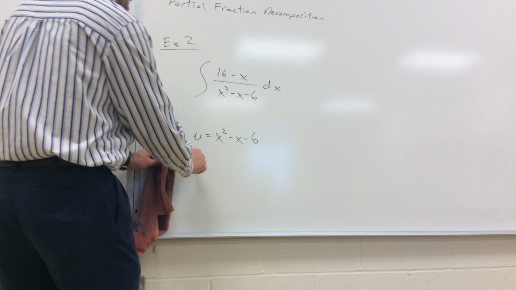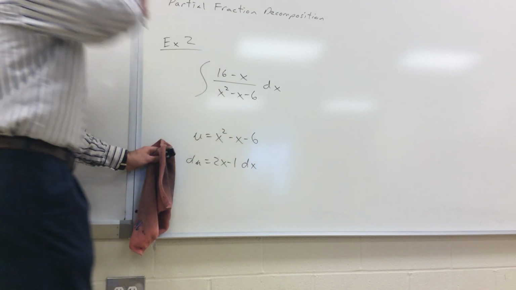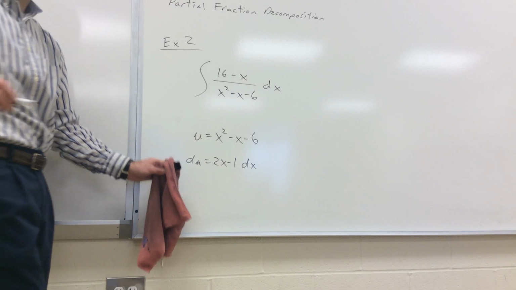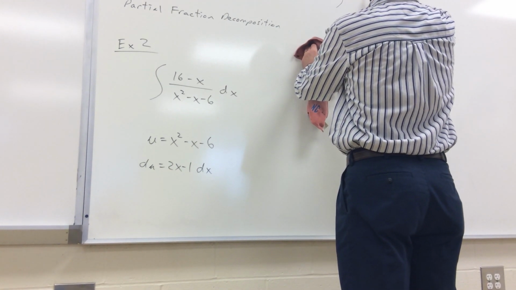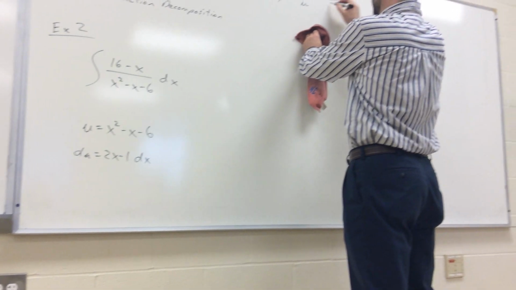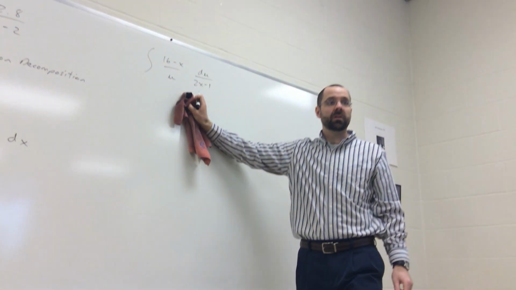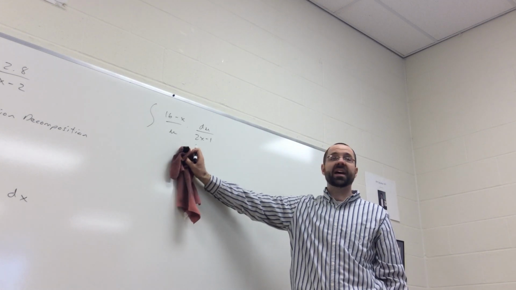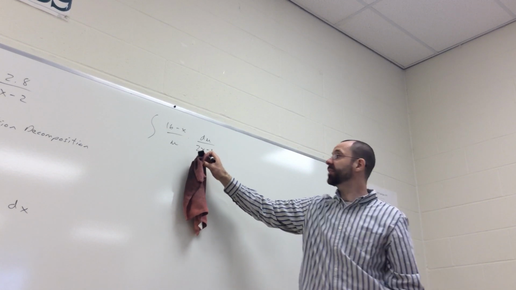And then you would take the derivative of that, right? And then you'd move the 2x minus 1 over. So you'd have the antiderivative 16 minus x over u times du over 2x minus 1. Everybody with me? Okay, so why is that not working out? Because the 2x minus 1 is not canceling.